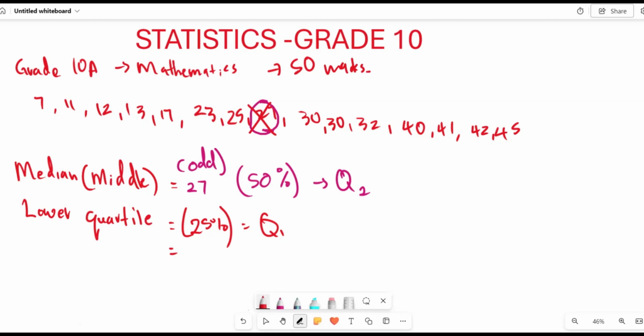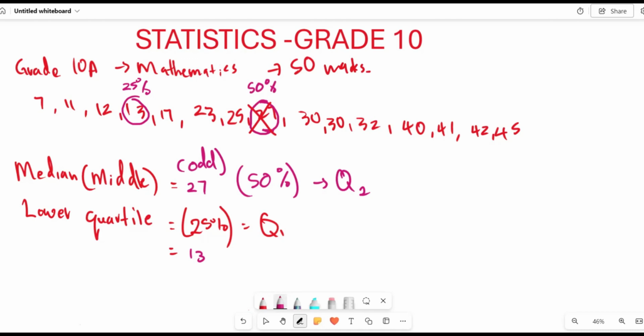So this is going to be 1, 2, 3, 4, 5, 6, 7. You are having 7 terms, which means the fourth term is going to be the 25% of this data. Can you see that? Your 13, in this case, is going to be the 25% of this particular data, because we said the 27 was the 50% of this data.